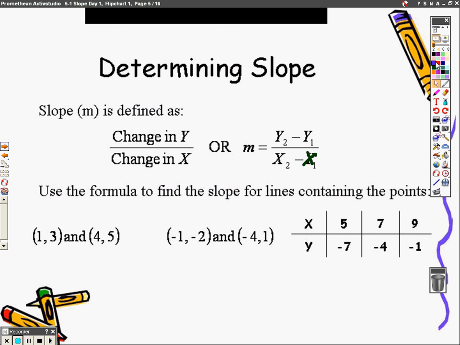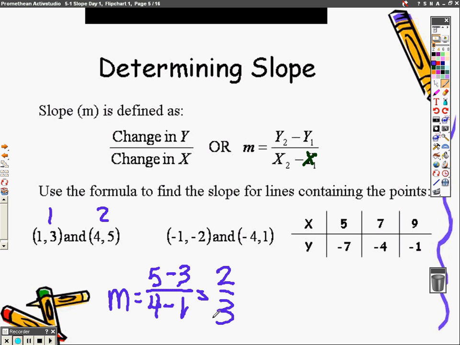And when we look at our first example, which is (1, 3) and (4, 5), (1, 3) is the first ordered pair and (4, 5) is the second ordered pair. And then we just use the slope formula to determine the slope of a line with those 2 points in it. So y2 is 5 minus y1, which is 3. And all of that is divided by x2, which is 4, minus x1, which is 1. And we end up with 5 minus 3 is 2, 4 minus 1 is 3. So our slope is 2/3.